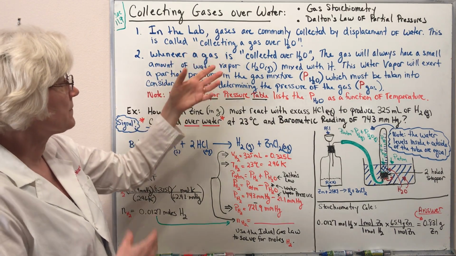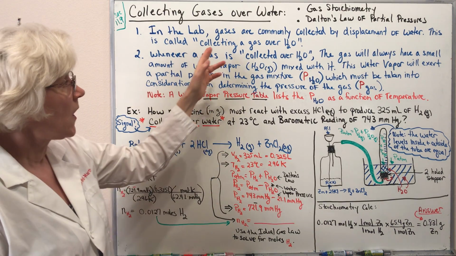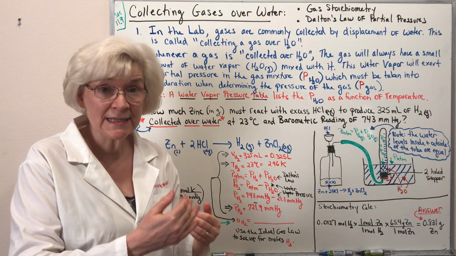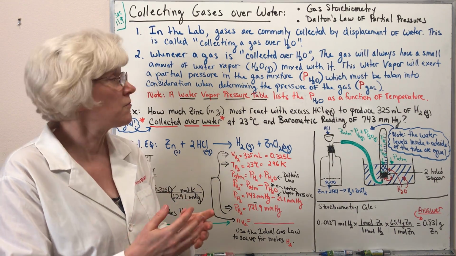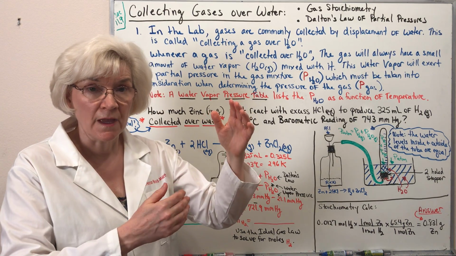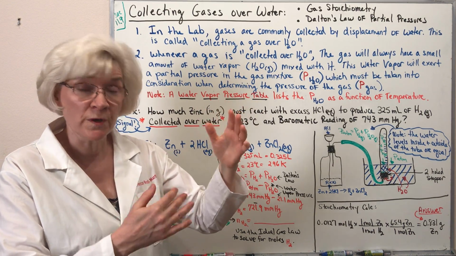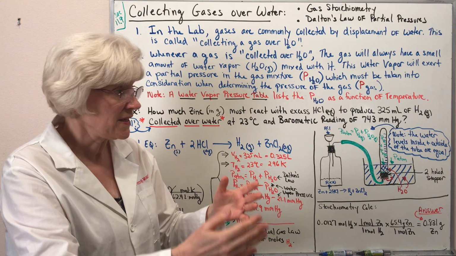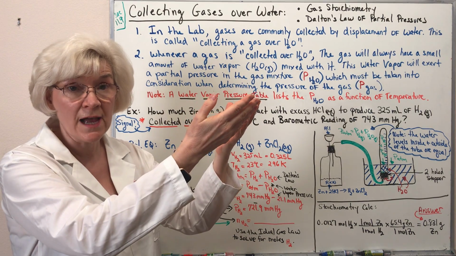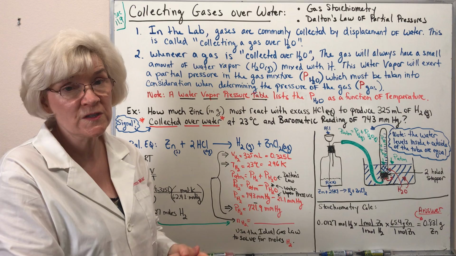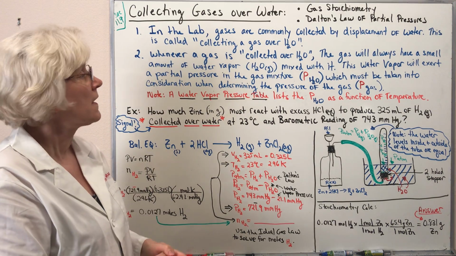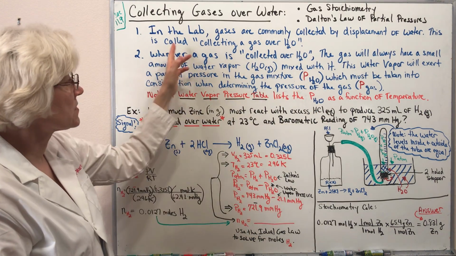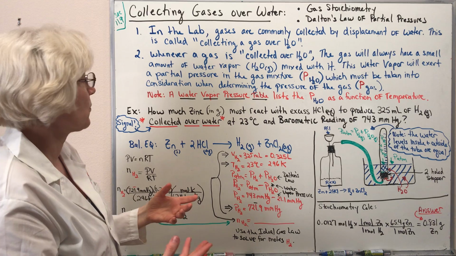So in the laboratory, when we're collecting gases, we often implement an experimental technique called collecting the gas by displacement of water. So we fill a measuring tube or bottle with water, and then as the gas is produced, it's bubbled into the tube. Because it is less dense than water, it rises up and displaces or forces the water out of the tube. Right? So this process of collecting a gas by displacement of water is also known as collecting a gas over water.